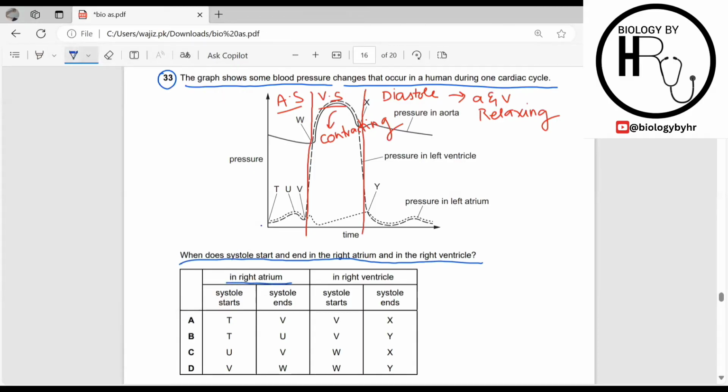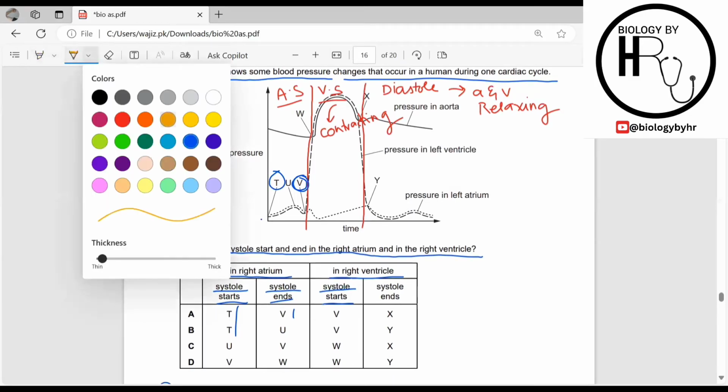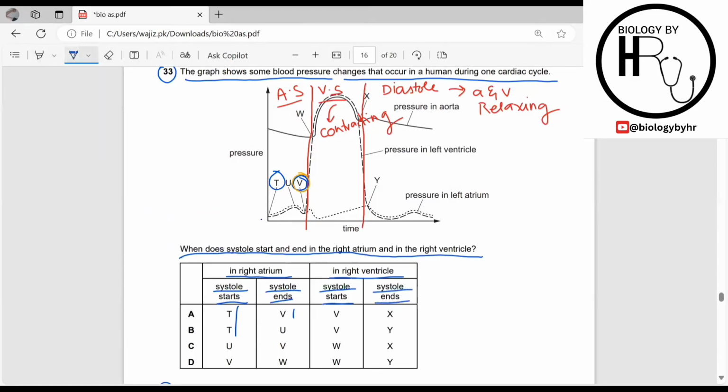Now let's see, in the right atrium, where does the systole start? We know that this is the atrial systole over here and it is starting at the point T and it is ending at the point V. In the right ventricle, we can see from the graph that the systole is starting at the point where the atrial systole is ending, which is the point D over here. And here this is where the systole ends. We can see from the graph that the systole is ending at the point X. Hence the answer for this MCQ is option A.